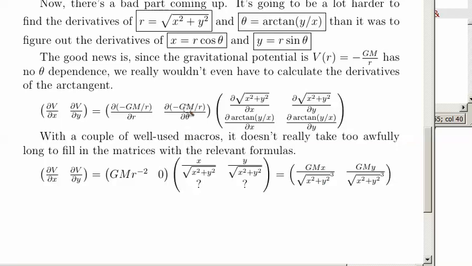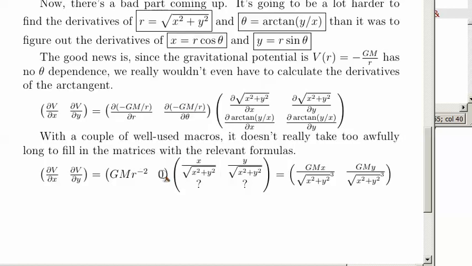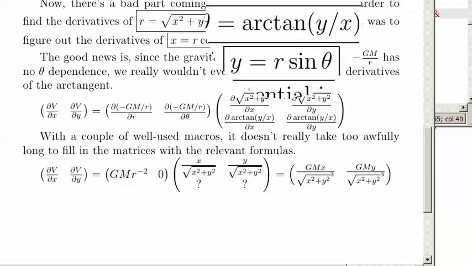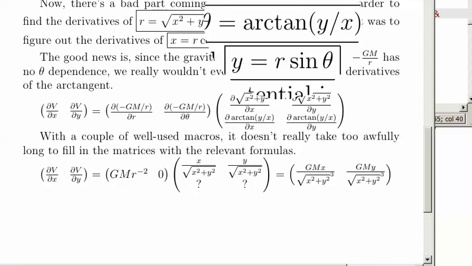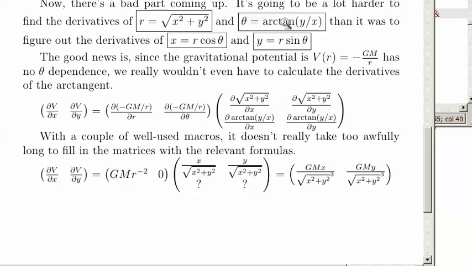One other thing, this del of negative GM over r, that is constant in theta, so that is 0, which means there's no need to figure out the derivative of arctangent y over x, which is a good thing, especially considering that arctangent of y over x is not even actually correct. This is not quite right, because if x is less than 0, you need to add, like, pi to this thing. So there should be another function that takes into account that x and y are two separate variables, and theta is actually a function of both variables.